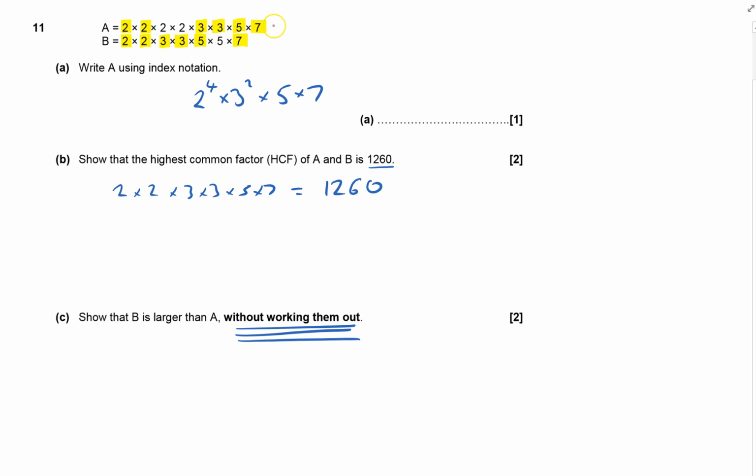So A equals 1260 times by just a 2 and a 2. So that's 1260 times by 4. And B equals the highlighted things, which we just know comes to 1260, times by 5. And one's times by 4, the other one's times by 5. Obviously, B is bigger. And as I say, you probably write down some words, because it's 1260 times by 5 as opposed to 1260 times by 4.